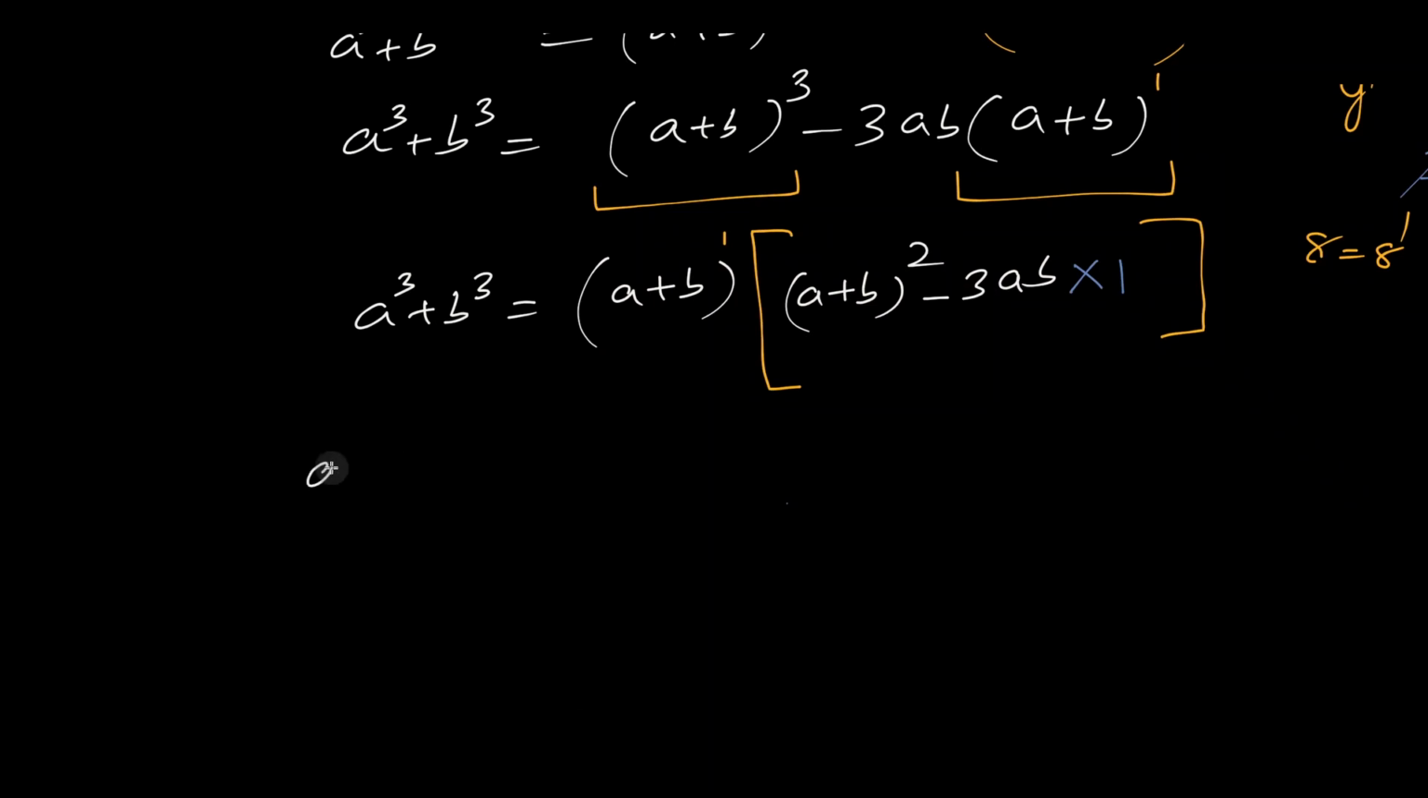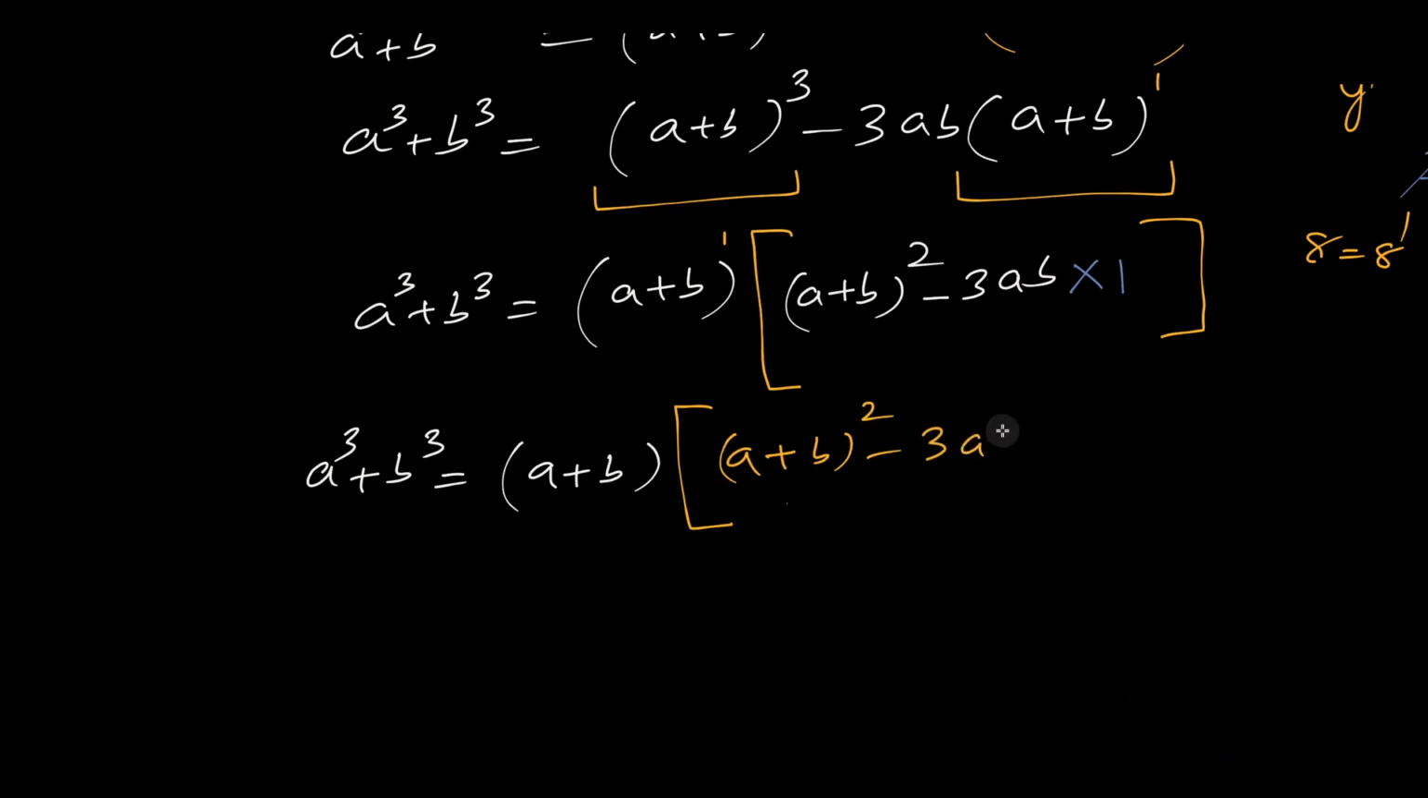Okay, a cube plus b cube equals, this is a plus b as it is, and I'm going to solve whatever the content is there within the bracket. I'm going to say a plus b square minus 3ab. Now how we can solve this equation is, we know the formula for a plus b square. We already saw it during the start of this video. So a plus b as it is.